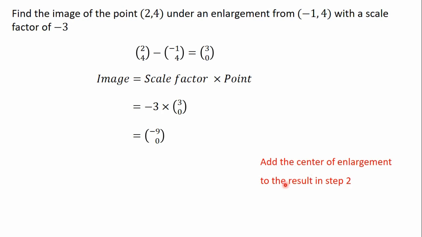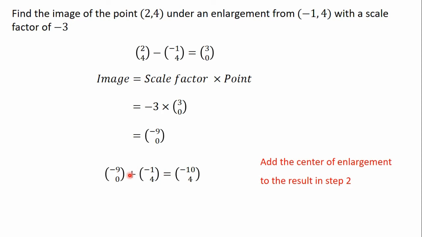The third and final step says that to get the image, we have to add the center of enlargement to the result in step 2. The result in step 2 is minus 9, 0. The center of enlargement is minus 1, 4. So you add minus 9, 0 to minus 1, 4. Minus 9, 0 plus minus 1, 4.